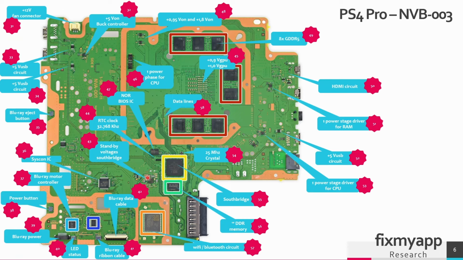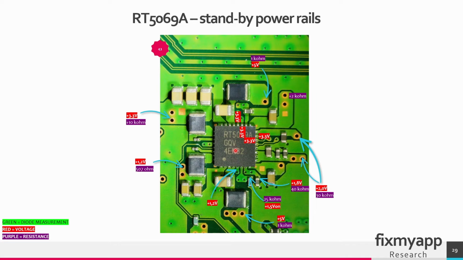This chip here is a power management chip, and this chip will generate different standby voltages, and these voltages will be used by the Southbridge chip. This chip is located in area 43. This power management IC is an RT5069A. This is a DC to DC synchronous buck converter. So this power management chip regulates different voltage rails that are required by different components like the Southbridge within the PlayStation 4.